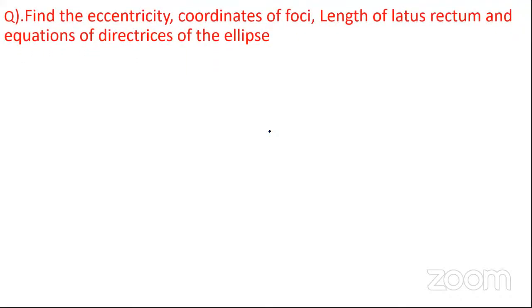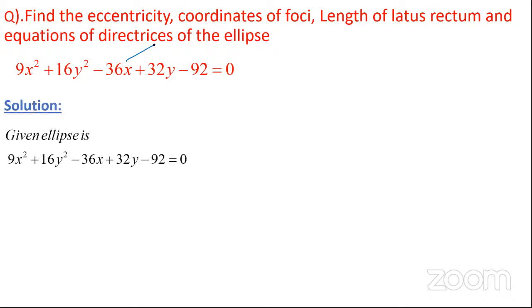So we have to solve: find the eccentricity, coordinates of foci, length of latus rectum, and equations of the directrix of the ellipse. We have to find all these values. The given equation is 9x square plus 16y square minus 36x plus 32y minus 92 equal to 0. This is the most important and repeating question for IPE.